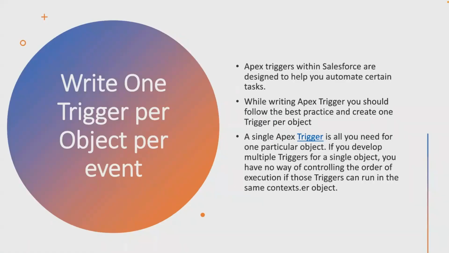Next is write one trigger per object per event. With multiple triggers on a single object, there is no order of execution. So to maintain the order, as a best practice we should follow one trigger per object, and in the same trigger we can use handlers to operate our business logic.